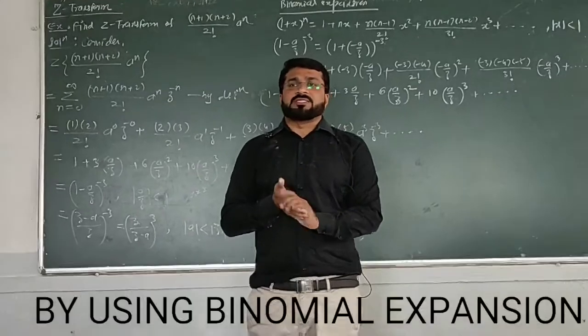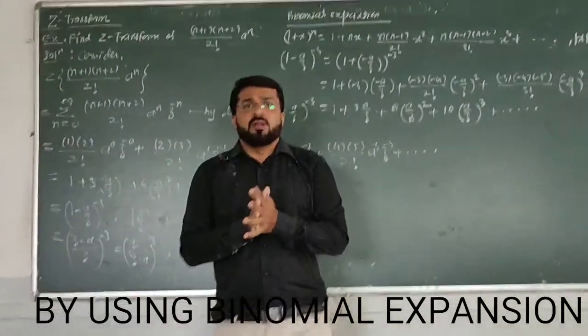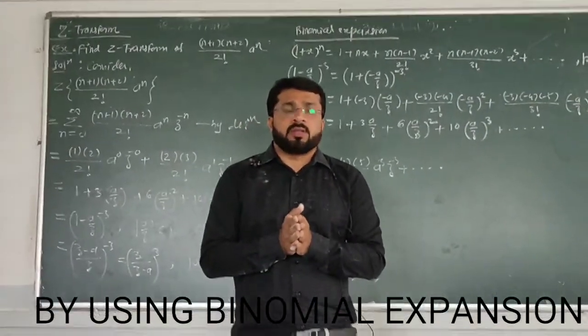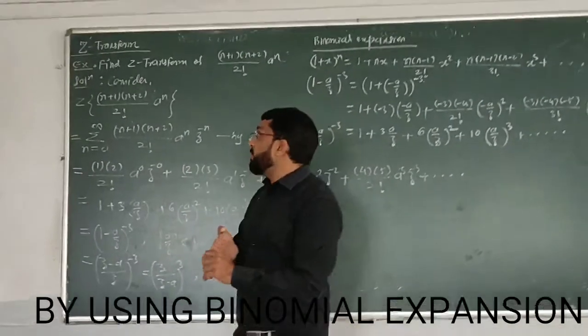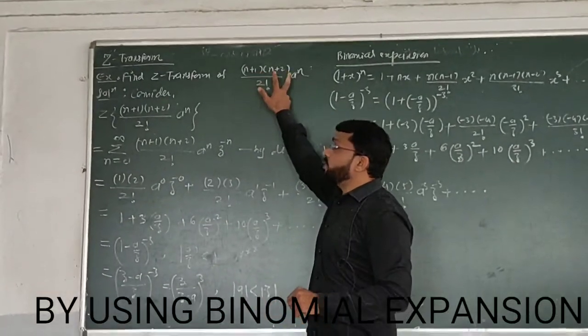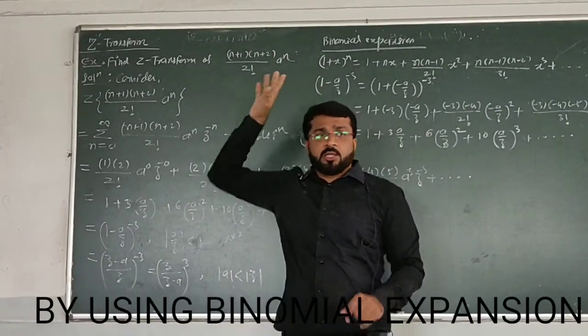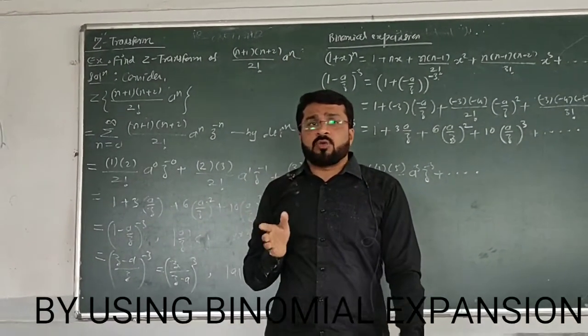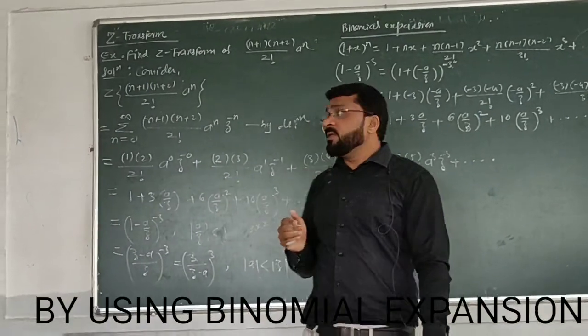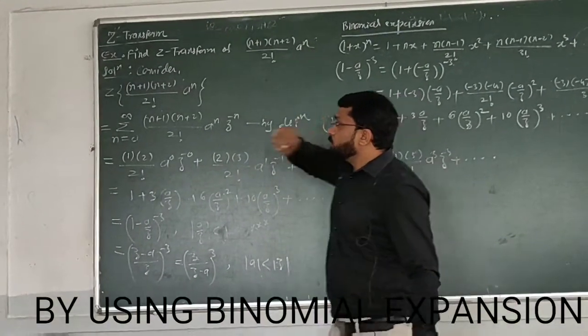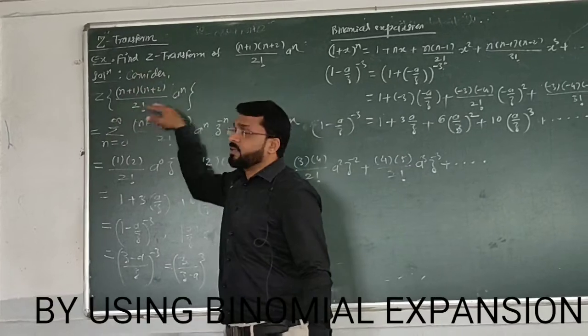Okay, let us see today the topic that is Z transform, and we will find out the Z transformation of one sequence. The sequence is of the type (n+1)(n+2)/2 factorial a to the power n. इसका हमें Z transform निकालना है. So I will use the definition of the Z transform here to get the Z transformation of this sequence. So Z transformation of this quantity we have written here.